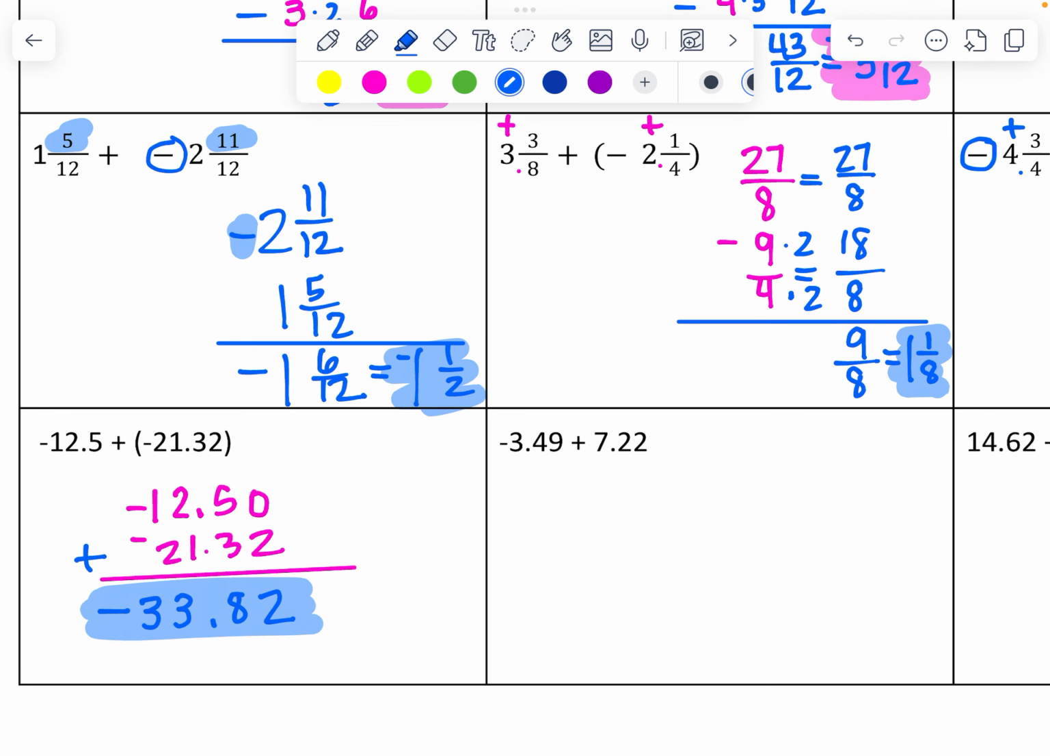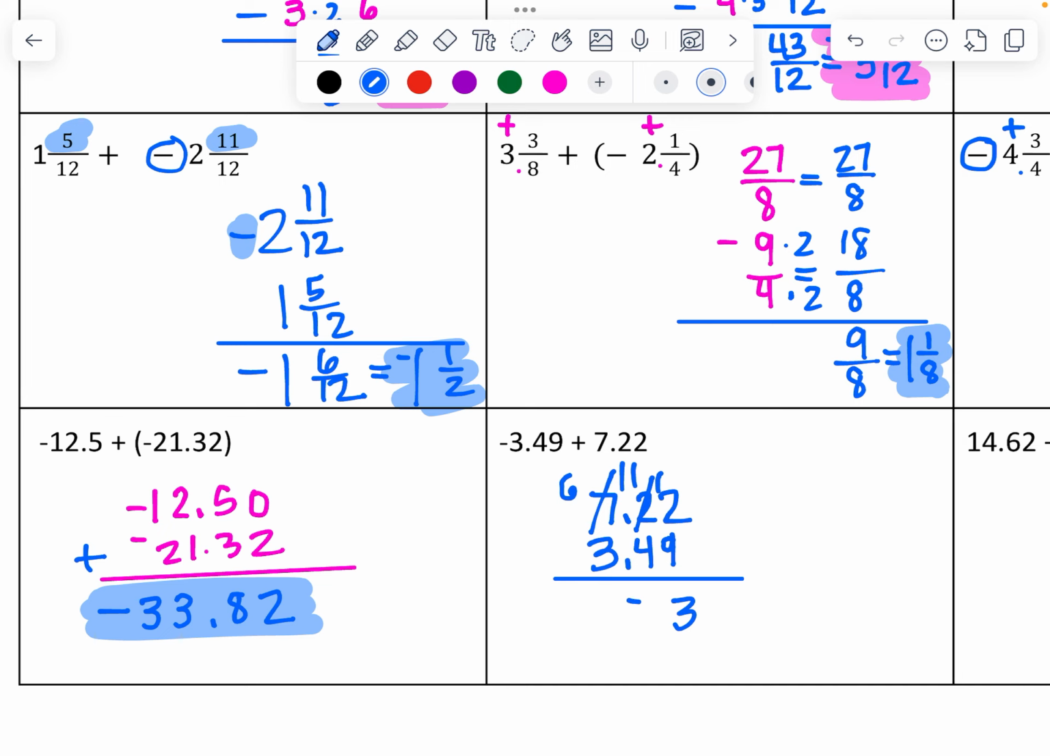In the next example, I have one of each sign, so I definitely have to pay attention to what number goes up top. Has to be the bigger number regardless of sign. So 7.22, and I'm going to put the 3.49 on the bottom. I do have to do some borrowing here. So 12 minus 9 is 3. I have to borrow again. 11 minus 4 is 7. And then I have to go back and I have to say which one was bigger. Well, 7.22 is larger, so therefore I have to have a positive answer.